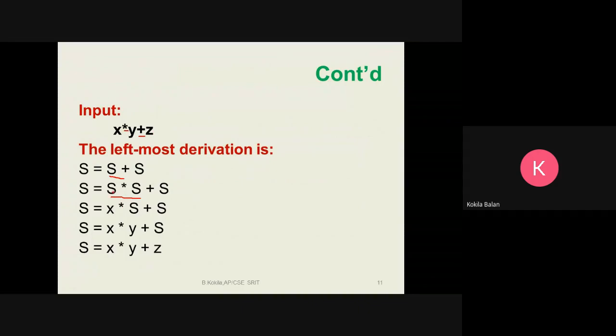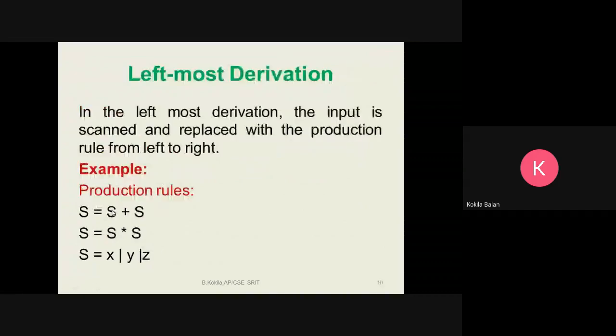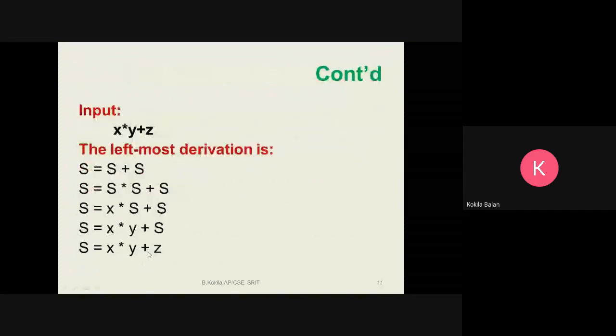This S can be replaced with X or Y or Z. So S can be replaced first with X. Then you can leave it as such. In the next step, this S can be replaced with Y, since here we need Y. And next, this S can be replaced with Z, which is given in the production. In the production, instead of S, we can use X, Y, Z, or S turns to S plus S, or S turns to S star S. So the replacement of the non-terminals begins from the left-hand side. So this is leftmost derivation.